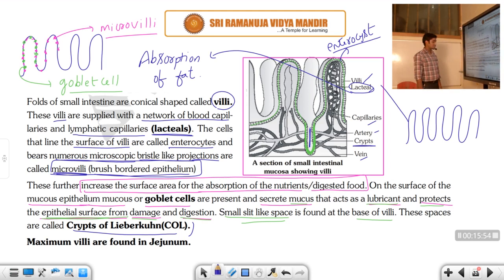Next, one more important point, student. The maximum number of villi is located in the jejunum, the second part of the small intestine. Generally, the small intestine has three parts: duodenum, jejunum and ileum. Duodenum is C-shaped and followed by the jejunum, and the jejunum is followed by the ileum.